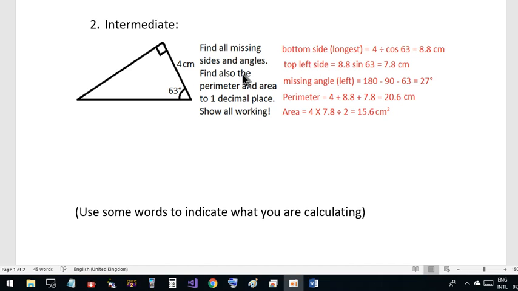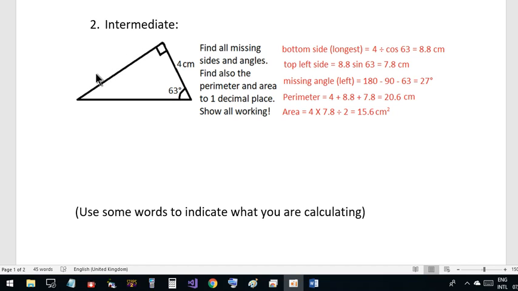Right, so just to recap here, we've found the long side using 4 divided by cos 63, and we get 8.8 centimetres to 1 decimal place. Okay, now we could find this top left side here.